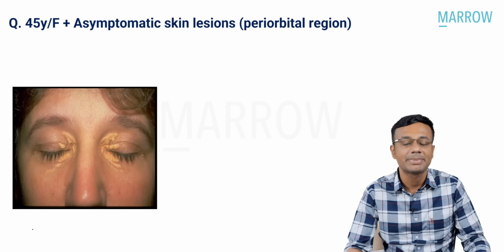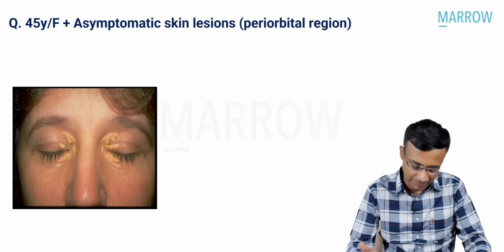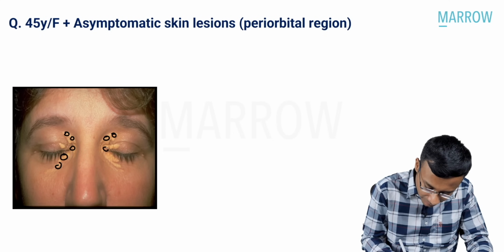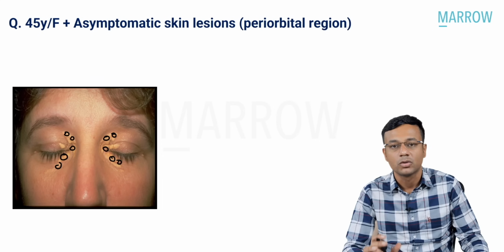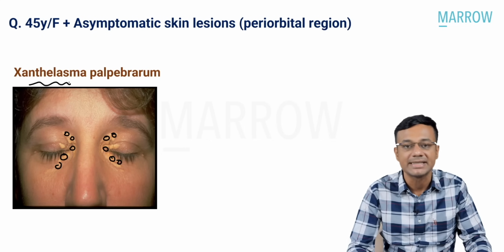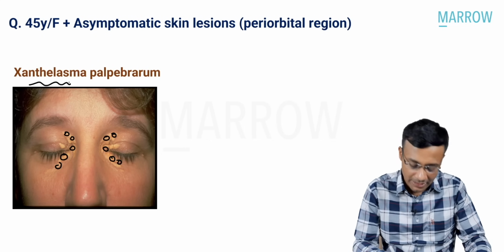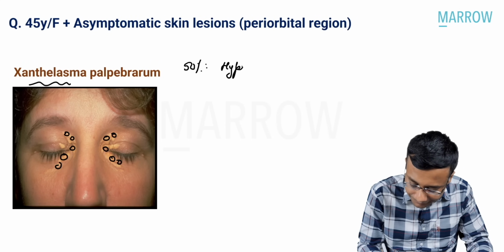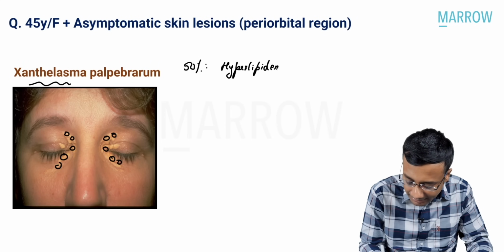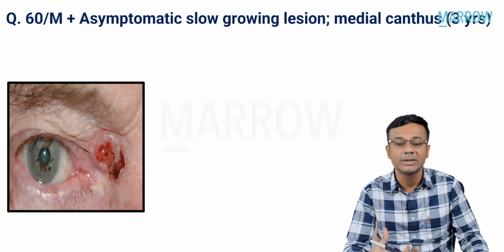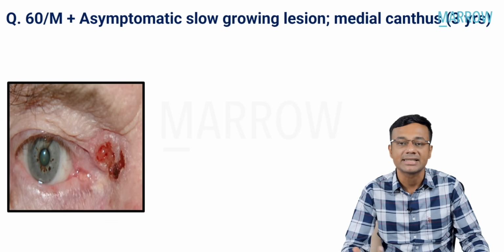A 45-year-old female presents with asymptomatic skin lesions in the periorbital area. On examination, you have symmetrically distributed yellow-colored papules and plaques. So when you think of yellowish lesions in the periorbital region, think of xanthelasma palpebrarum, because xanthos means yellow. So there's fat deposition in the skin. Around 50% of the patients will have hyperlipidemia.